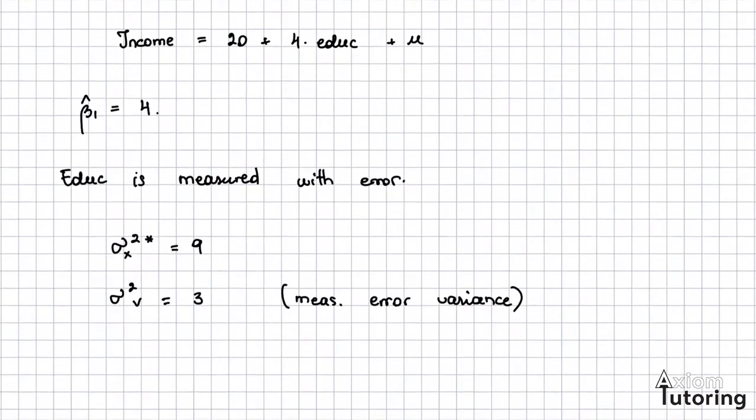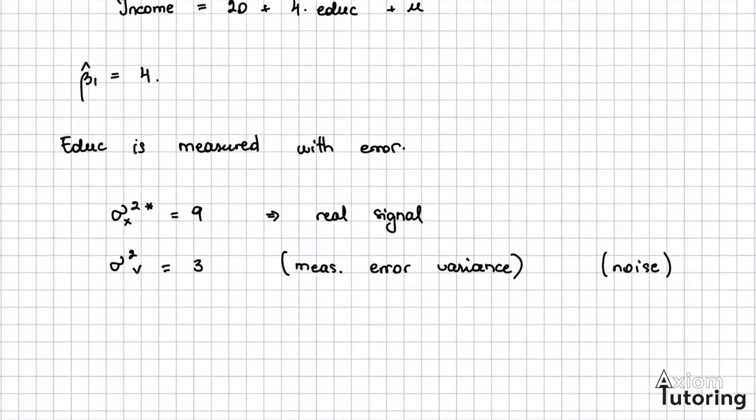The observed education variable contains both the genuine variance and the random noise. So this 9 in here, that's your real signal, and the 3 is basically your noise. Notice that the ratio that we have here, the noise is 1/3 of the true signal. Now, that sounds manageable, but as you'll see, it still causes a meaningful bias.